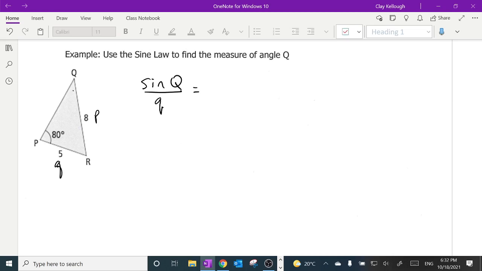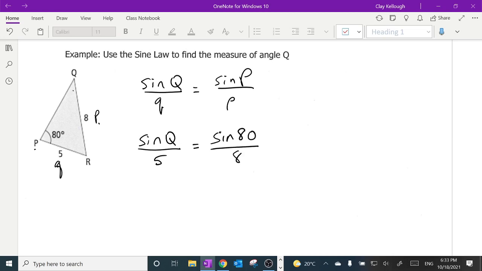And then I have to ask myself, what ratio am I going to use? Aha, I know angle P and I know side P. So it's going to be the sine of P over p. I don't know Q yet, that's what I'm looking for. But I know side q, and I know angle P is 80, and side p is 8. So cross and multiply. The sine of angle Q is 5 times the sine of 80 degrees over 8.